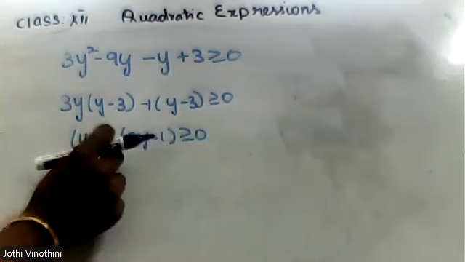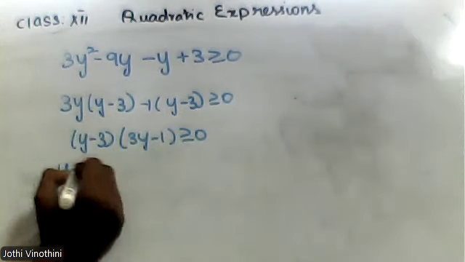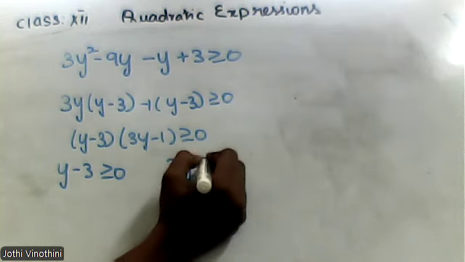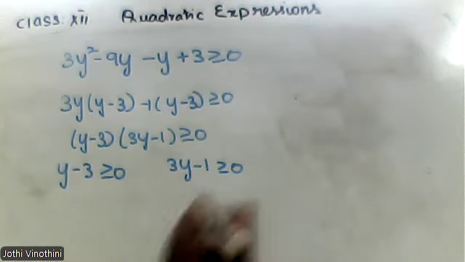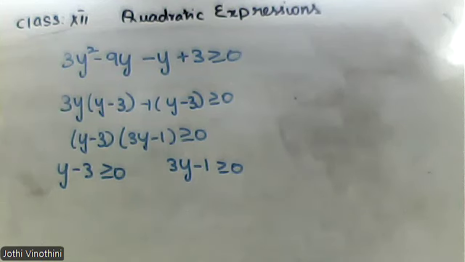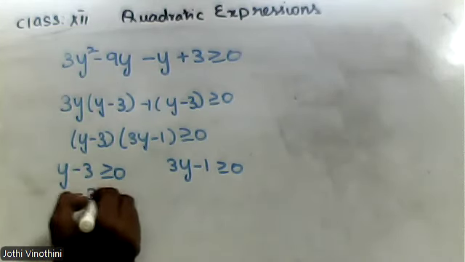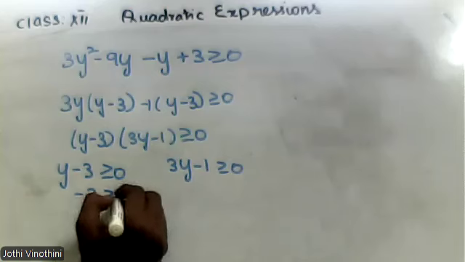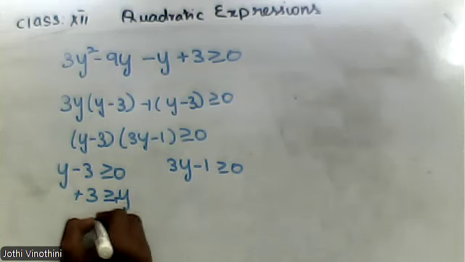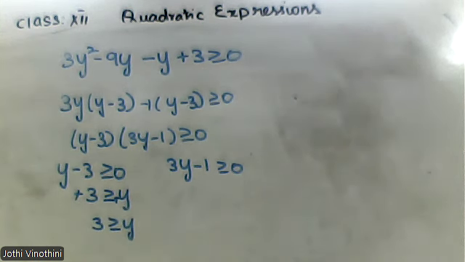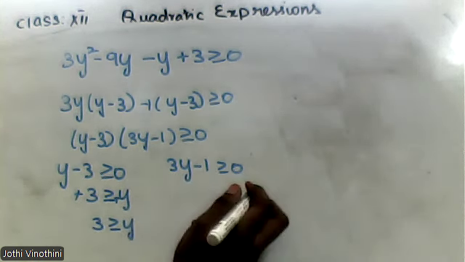Okay. So I am going to equate this separately. y minus 3 greater than or equal to 0. Similarly, 3y minus 1 greater than or equal to 0. Clear? So I am going to take this y this side. So it will become minus 3 greater than or equal to minus y. Minus and minus will get cancelled. So 3 will be greater than or equal to y.